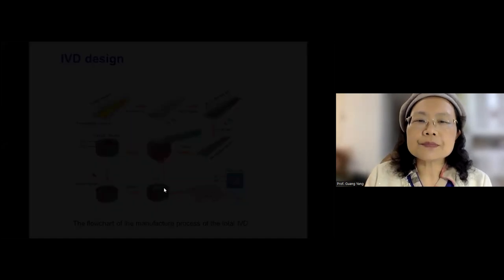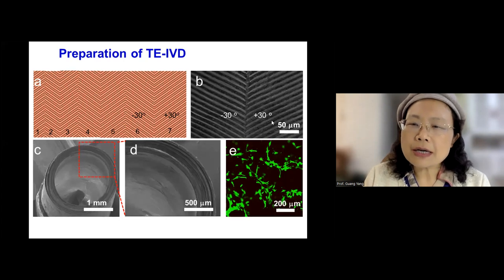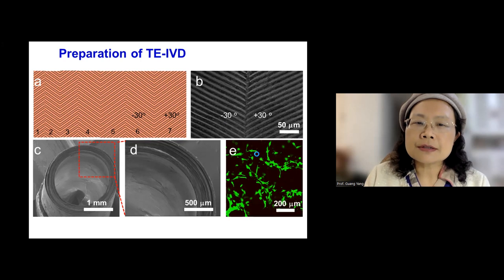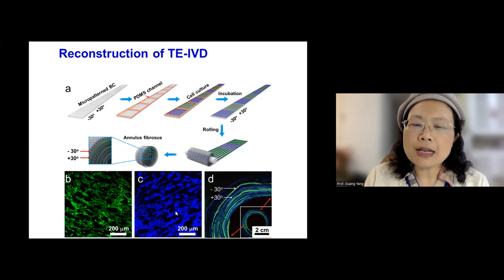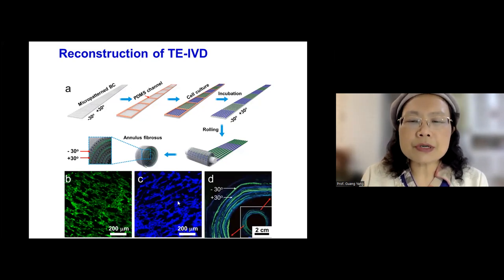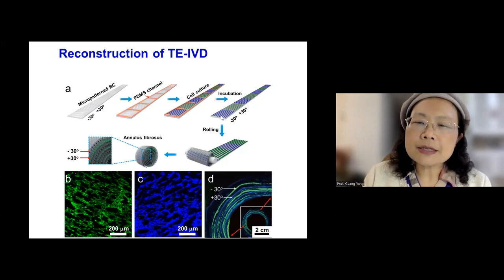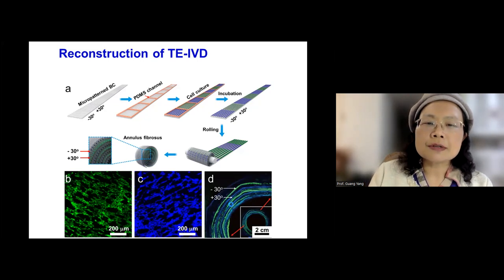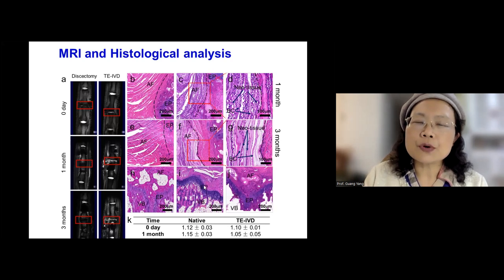Using this, we can observe that this pattern structure makes the cells also have the same alignment. We can observe the cells aligned along the nanofiber structures. And this kind of arrangement makes it stronger, with better mechanical properties. We also used this for animal tests, and after 3 months it looks very good, and it has become black. That means they were connected to each other. So this is successful.